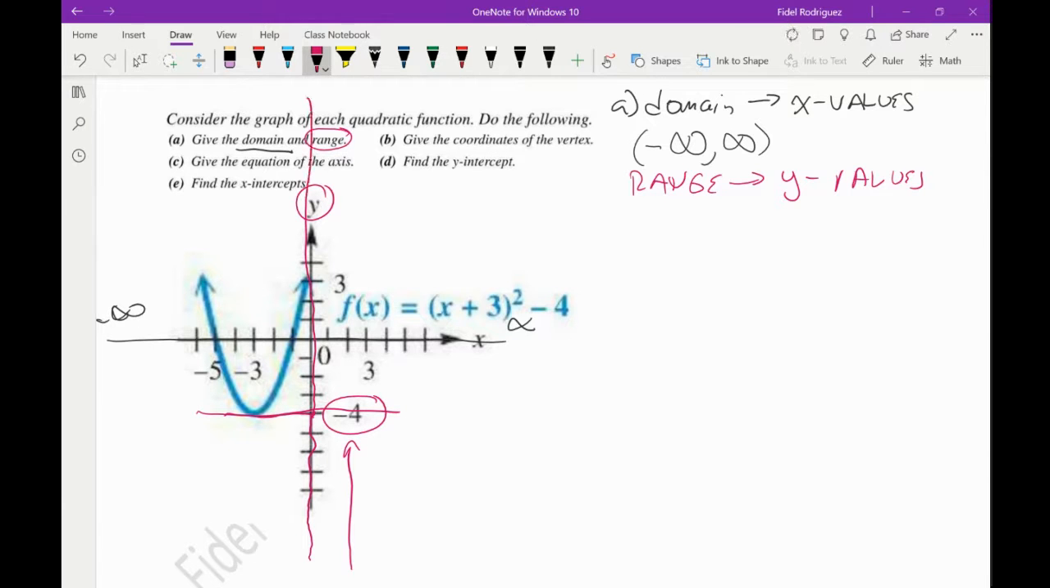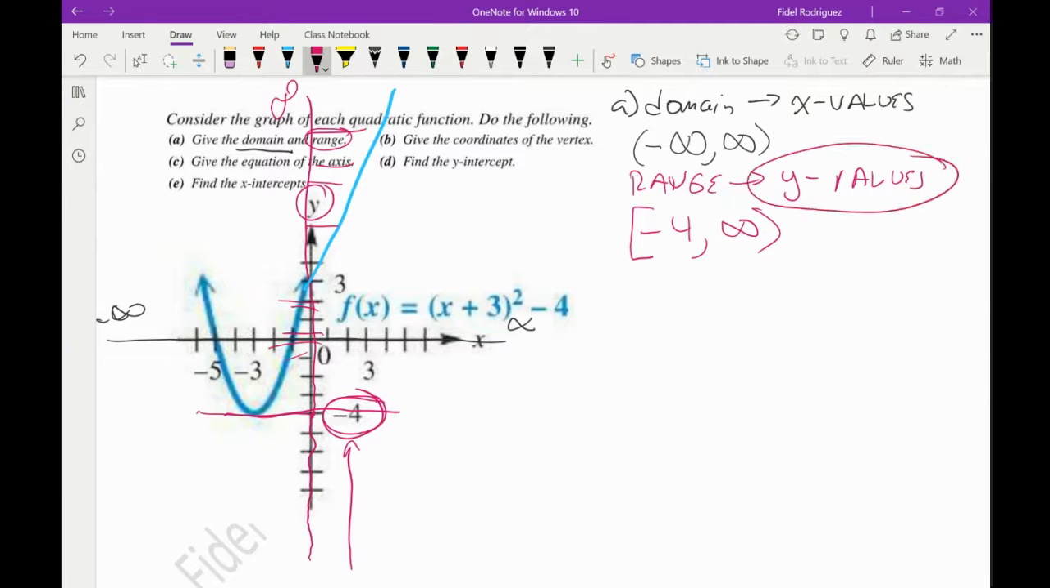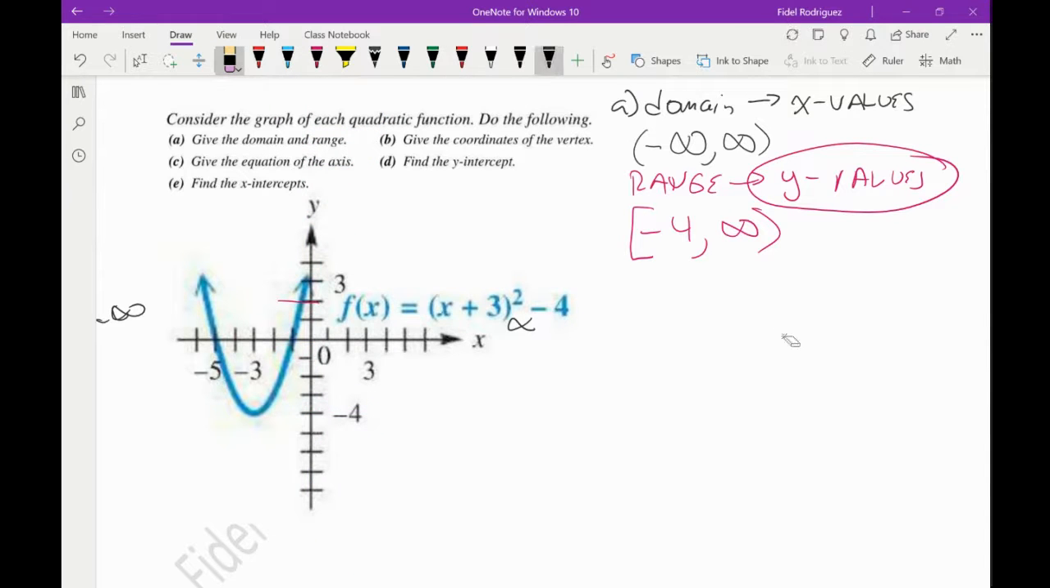And if we keep going up, we would always hit our graph if we went to the left over here. And then again, because I know my graph does this, at some point I would have to move to the right. But we would always hit our graph, starting from -4. So for our range, we're going to start from -4, and because we're going up and up and up forever, we would go all the way to infinity. That's how I would write my range, because my range refers to my y values. Alrighty, so that's part A.